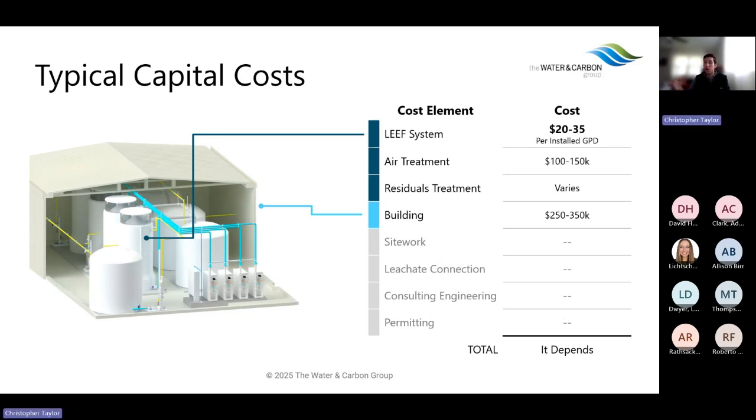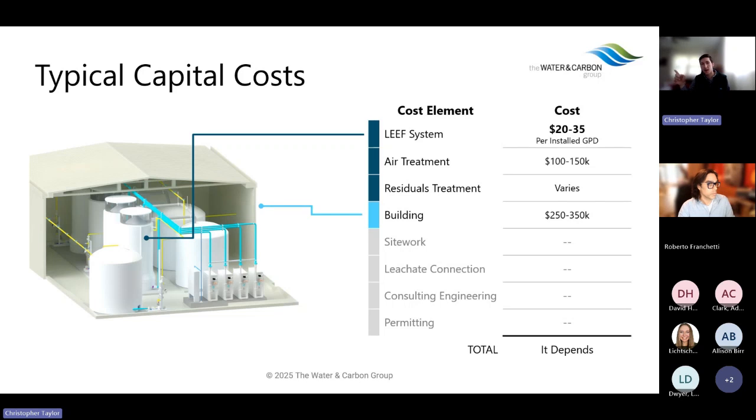Air treatment systems are also offered. There's one exhaust on our LEAF system, and what we do is provide a vapor phase carbon filter scrubber on that. Its cost is based on the capacity that you're treating, but I'd say roughly about that 150K mark.